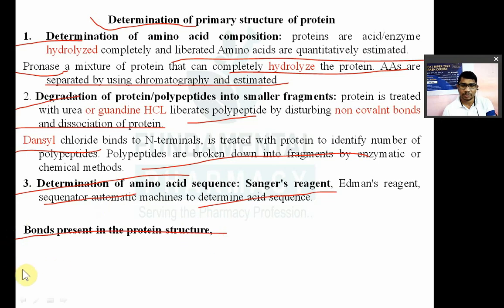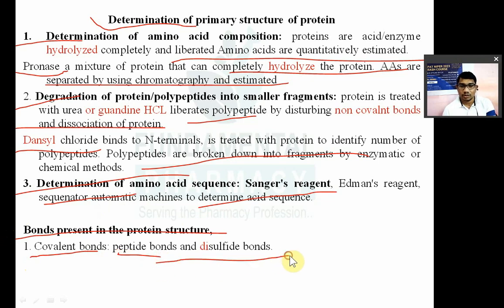ये तो already आपने देखा है फिर से एक बार. So first is a covalent bond. कौन से covalent bond होते हैं? Peptide bond is nothing but the covalent bond. Then disulfide bond is nothing but the covalent bond. So peptide bond and disulfide bond they are the covalent bond. So peptide bond is present in the primary structure. So disulfide bond is present in the tertiary structure of protein. So in the secondary structure there is only hydrogen bonds.